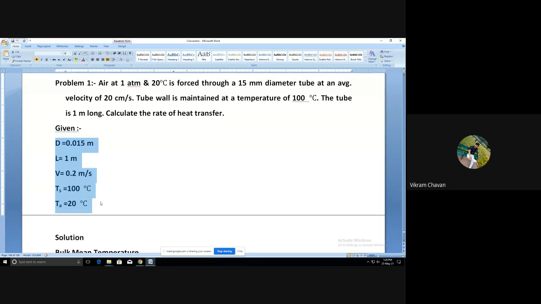Now, first of all, we have to decide whether the flow is laminar or turbulent. We will get the flow condition from the Reynolds number, and the Reynolds number is given as rho Vd divided by mu, or Vd divided by nu.